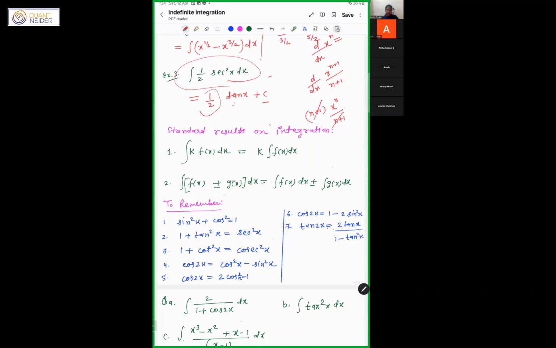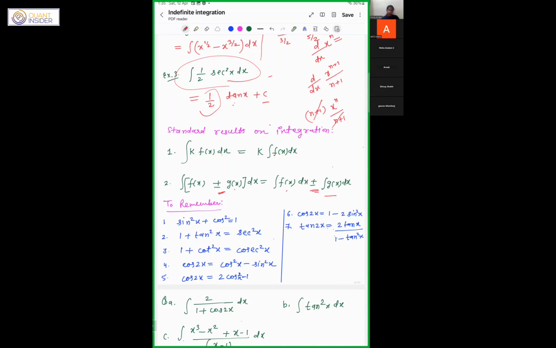Okay, and the integration of f(x) plus g(x) is equal to the integration of f(x) plus the integration of g(x), and if a minus sign is there, then the minus sign will also be there. So the integration of a sum or difference of two functions is equal to the sum or difference of their integrations. Okay, so it is distributed over the functions, and this holds for finitely many functions. If f(x) and g(x) are two functions here, there can be more than two functions. So if they are in addition or subtraction, there is no problem. Integration is distributed.